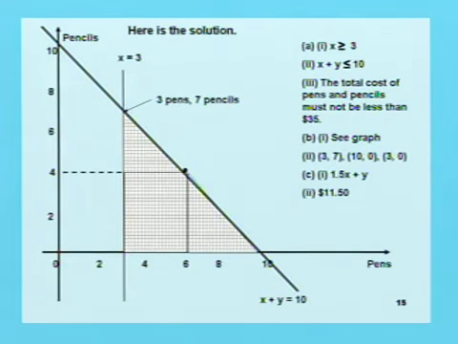The third part, we are asked to express that inequality in words, and these are my words. The total cost of pens and pencils must not be less than $35. Then part B of the question asks you to draw the graph, which is seen on the slide here.